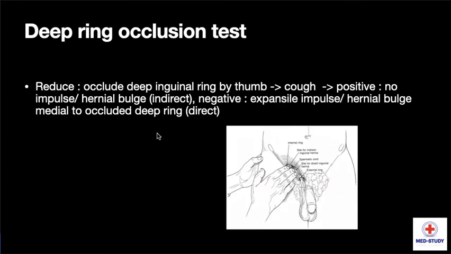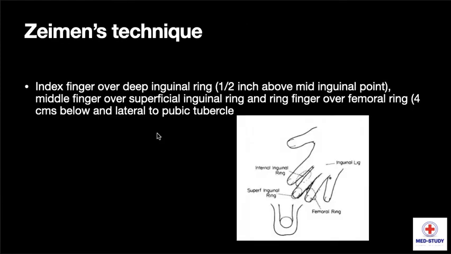Deep ring occlusion test. We have to reduce the swelling, occlude the deep inguinal ring by thumb, and then we have to ask the patient to cough. It is positive, that is no impulse or hernial bulge, as in indirect hernia, and it is negative, as in expansile impulse and hernial bulge medial to the occluded deep ring, as in direct inguinal hernia.